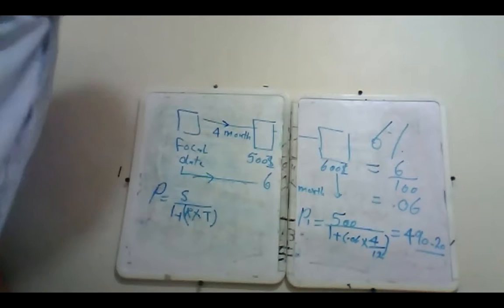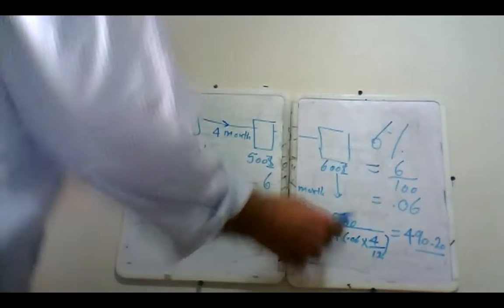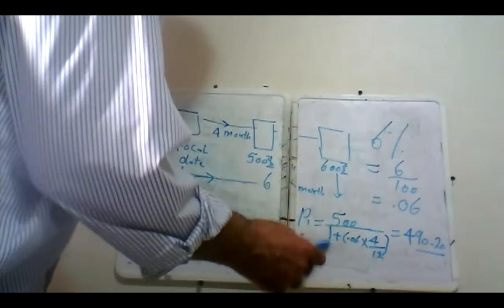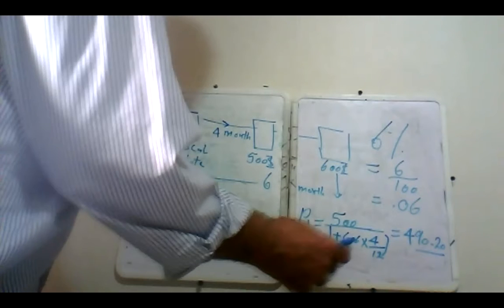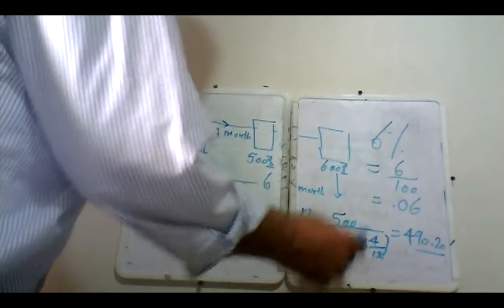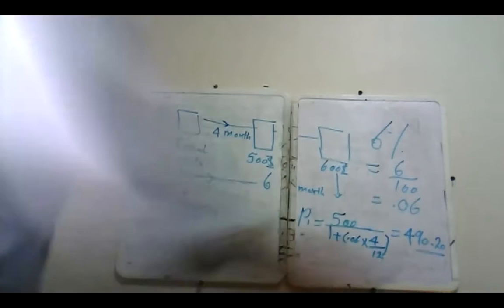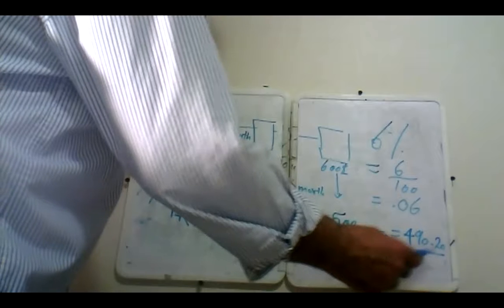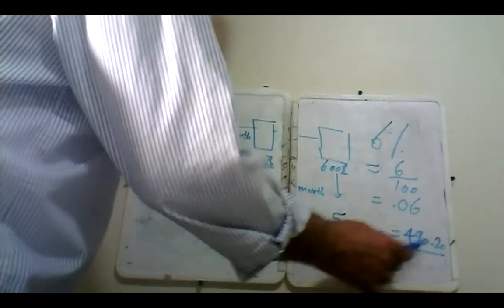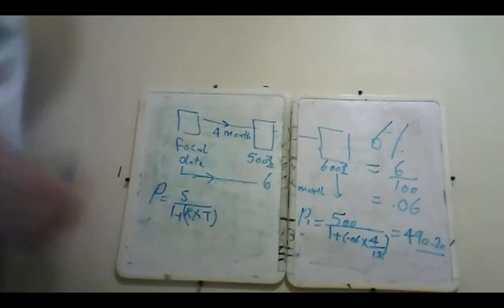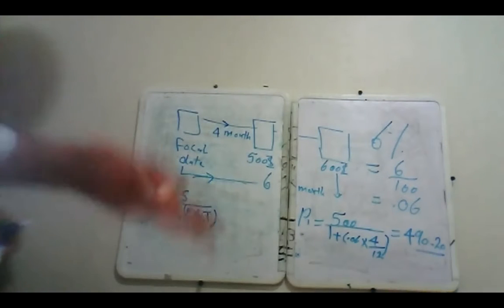Yes, you will pay less, because it will be the 500 divided by 1, which is constant, plus the rate multiplied by the time. The time is 4 months here. So you have to pay now, at the present value or the focal date, $490.20 only. Then you will have the discount of the rest.